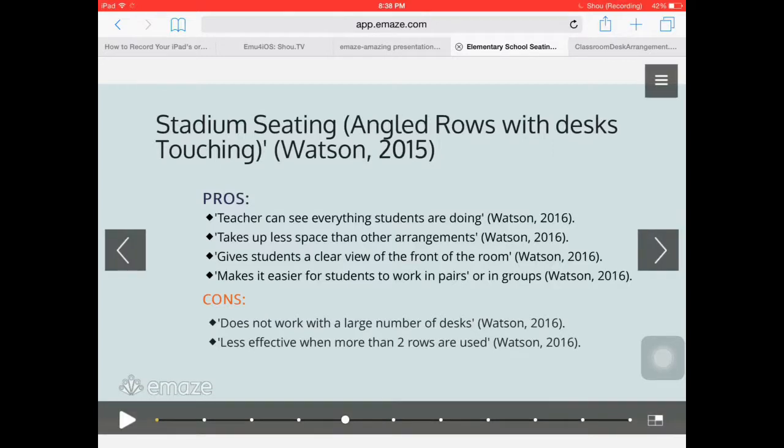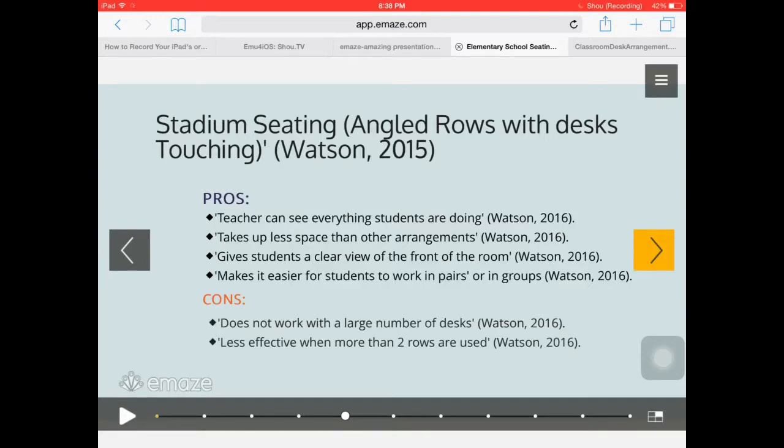So as you can see right here, if there were to be another row in the back on the left side or on the right side, the students might not be able to see the front, or the students that were in the second row might start talking to the students in the third row, and that could become distracting. So the next seating arrangement we're going to focus on is modified U or horseshoe desk arrangements.